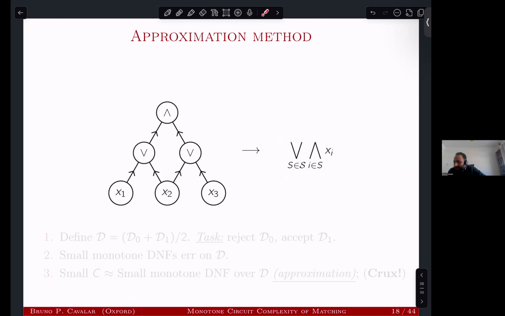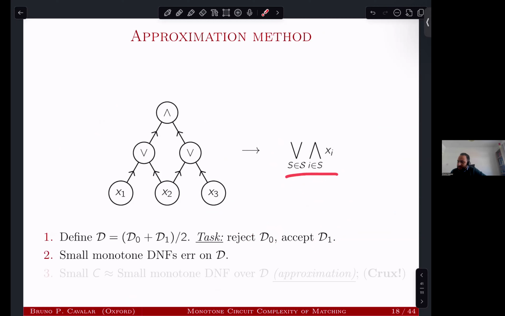But the method works by defining a set of instances, D0 and D1. You have to reject D0, accept D1. And because these DNFs are very simple, you can easily show that small monotone DNFs must make a lot of errors when computing on this set of inputs. But the crux of the approximation method is showing that with a small circuit, you can obtain a small monotone DNF, which has basically the same behavior on your test inputs. And because those small monotone DNFs make a lot of errors, then you also conclude that small circuits make a lot of errors. Okay?